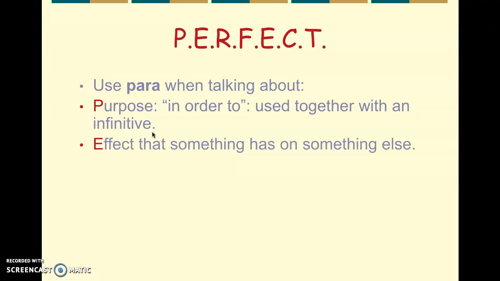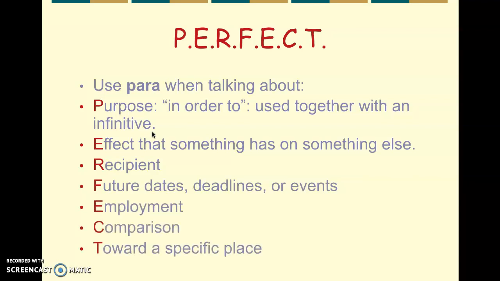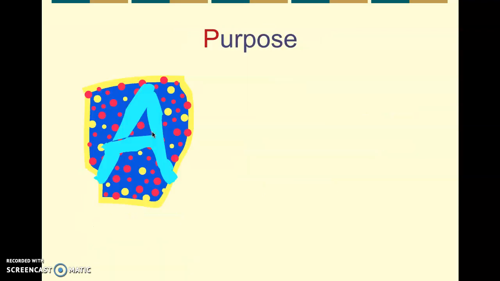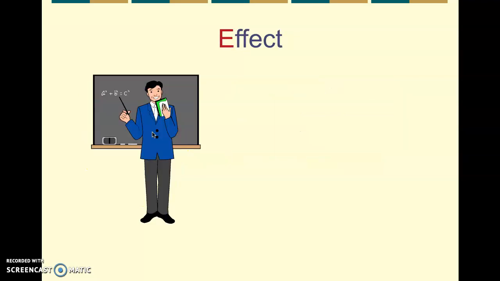Effect that something has in something else. Voy a mostrar ejemplos de cada cosa. Recipiente, futuro, fechas límites, eventos, empleo, comparación y a un lugar específico. So purpose, in order to. Estudio para sacar buenas notas. I study in order to receive good grades.